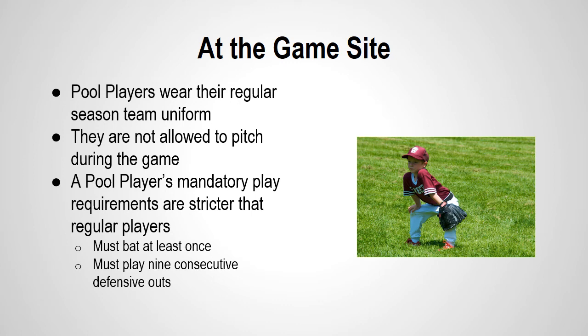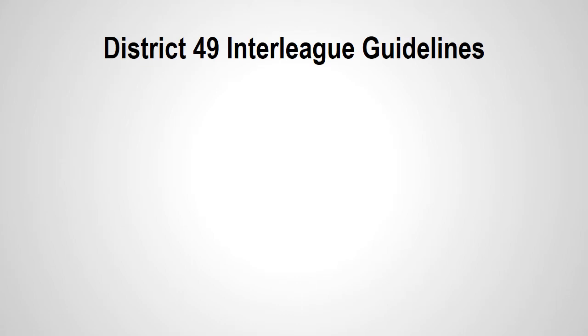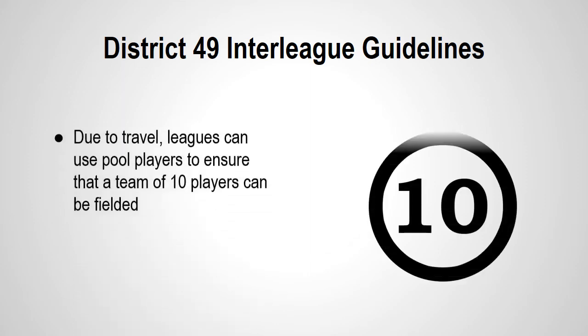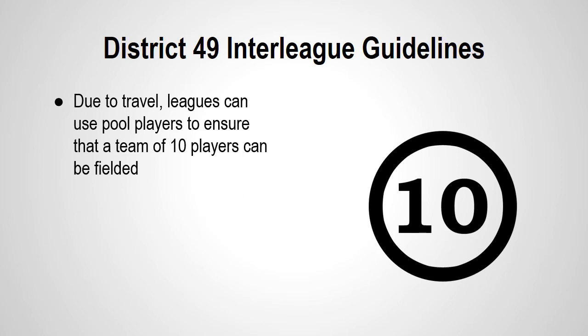If you are a team that will be interleaguing with District 49 leagues during the regular season, there is a special interleague guideline that deals with pool players. Due to travel, leagues can use pool players to ensure that a team of 10 players can be fielded. As with all pool players, all guidelines will stay the same during interleague play. It's just that we'll allow you to pick up a 10th pool player if needed. This is to ensure that if there's any accidents or if a car becomes disabled during travel, that the team will have enough players at the game site to play a regulation game.